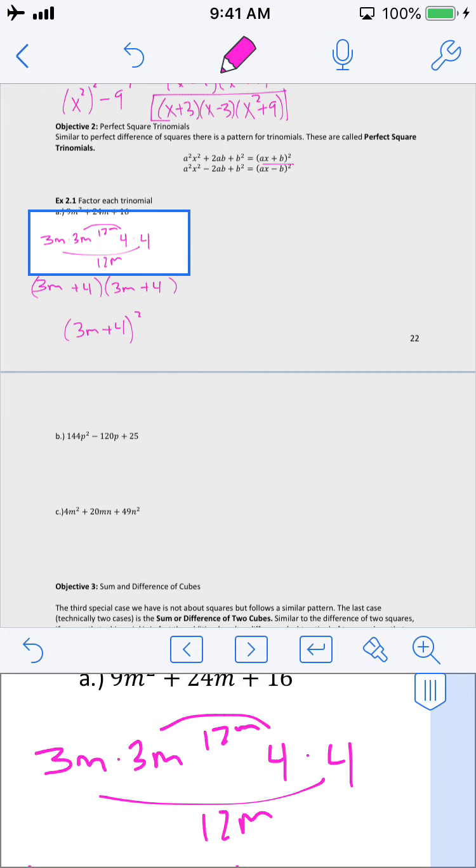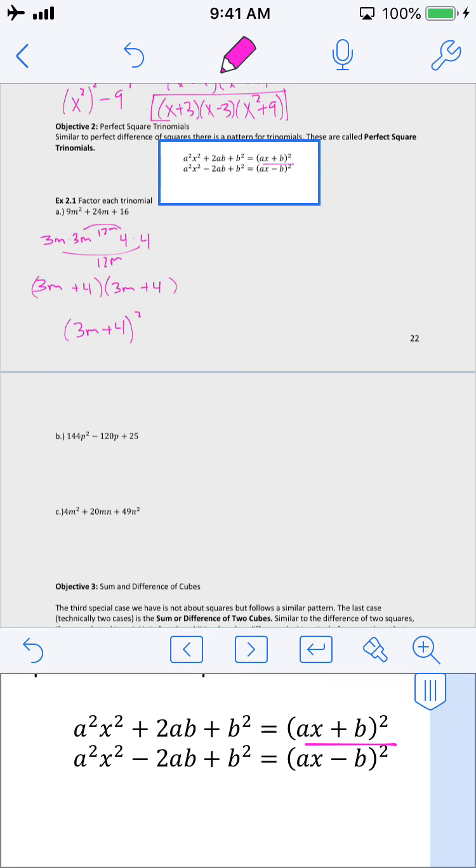24 is double that. If you want to read this thing up here, notice it has a 2 in there, right? That just means you're going to get 2 of them. You're going to get 2 of the thing in the middle, okay? All right, let's try another one.